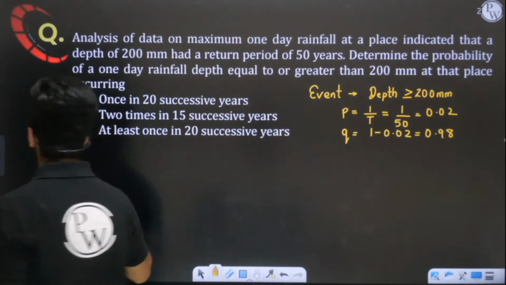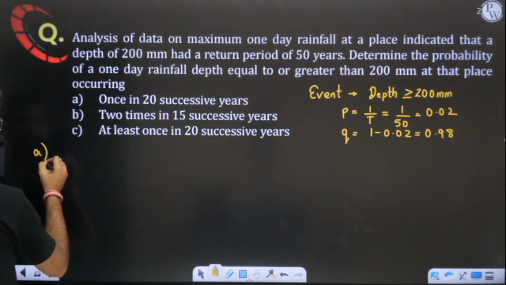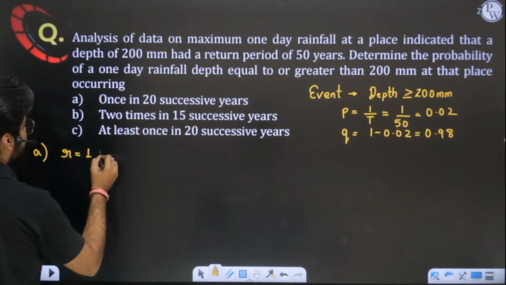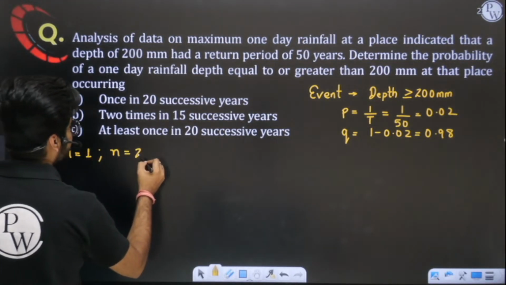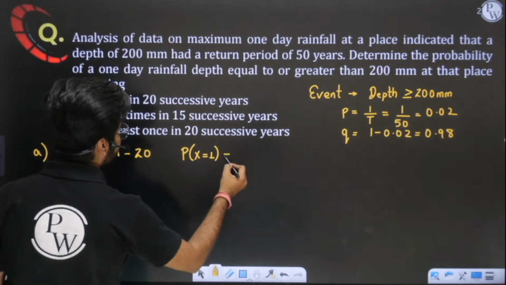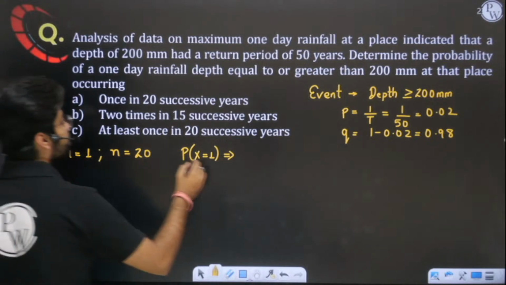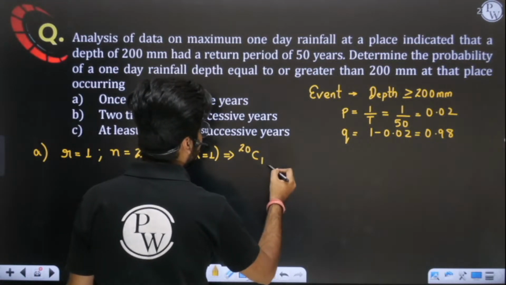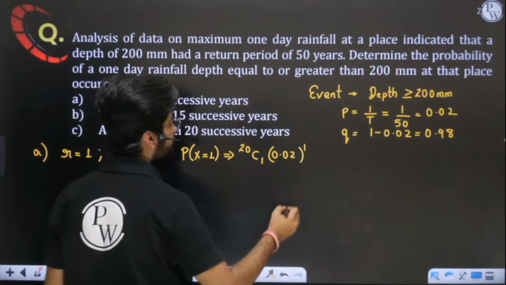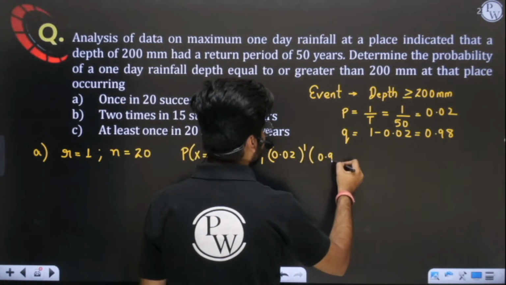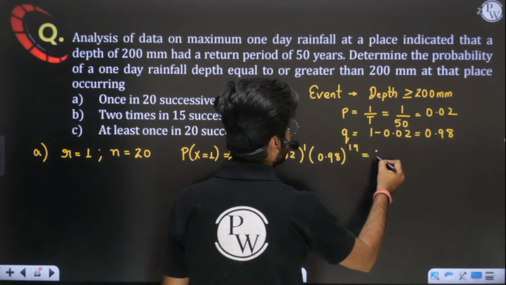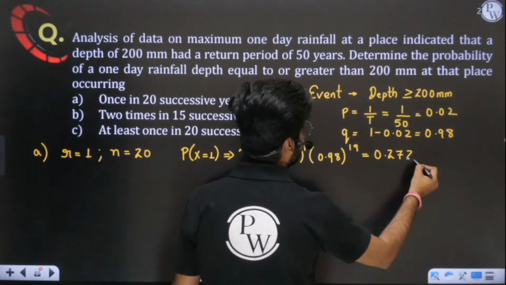Now how will I solve the first part? For the first part, r is 1, it has to happen once, and n is 20. We know the formula for x equal to 1: nCr, p power r, where r is 1, and q power n minus r, 20 minus 1 is 19. So you will solve it and you will get 0.272.